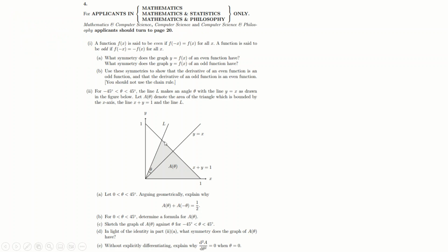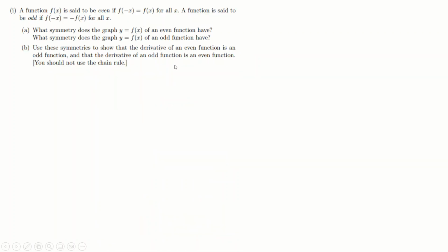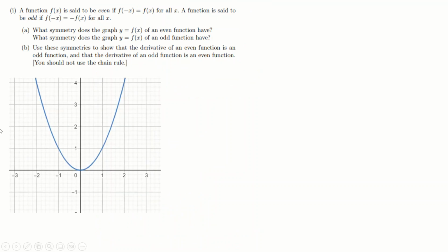Okay, so anyway, we've got another question here. I've got a couple more questions to go. I said at the start of the video, I'm not going to get full marks on this paper. This bit is why. Even functions look like this. I've talked about these in previous videos, where any x input that you put in is the same as any negative x input you put in, because the graph is symmetrical about the y-axis, which is the answer to the first bit. Odd functions don't do that.